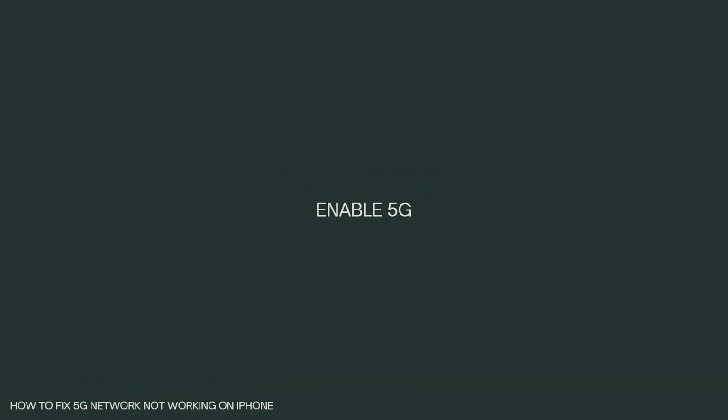Enable 5G. So you need to enable it, go to Settings, then Cellular, then select Cellular Data Options, then Voice and Data, and select 5G Auto or 5G On to enable 5G connectivity if your carrier and plan support it. Restart your iPhone. A simple restart can sometimes resolve connectivity issues. Turn your iPhone off and back on again.